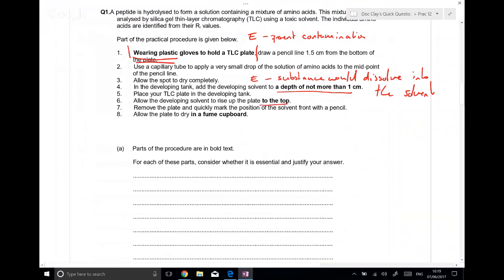Allow the developing solvent to rise up to the top. Okay, so the rising to the top, that is not essential. What is important, not for the assessment, but for the practical, is that there needs to be enough separation to calculate the RF, or the retention factor. That's the key about that. It doesn't have to go all the way to the top, and indeed you probably want it to go not quite to the top.